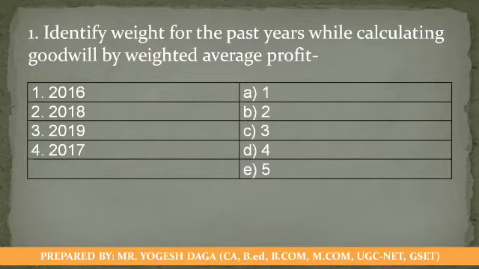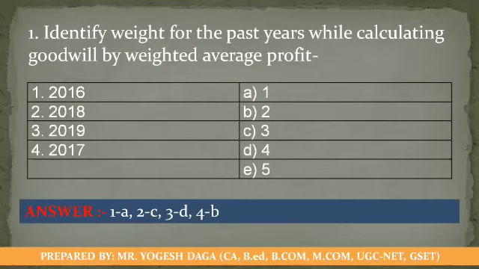Next, 2018 is the next in the sequence. So for 2018, the correct weight is 3, that is C. 2017 is the next in the series, so for 2017 the correct weight is 2. And for 2016, that is the last, the weight will be 1. So for 2016, A is the correct option. For 2018, C is the correct option. For 2019, D is the correct option. And for 2017, B is the correct option. So students, this answer is there on the screen. You can see and verify your answers.